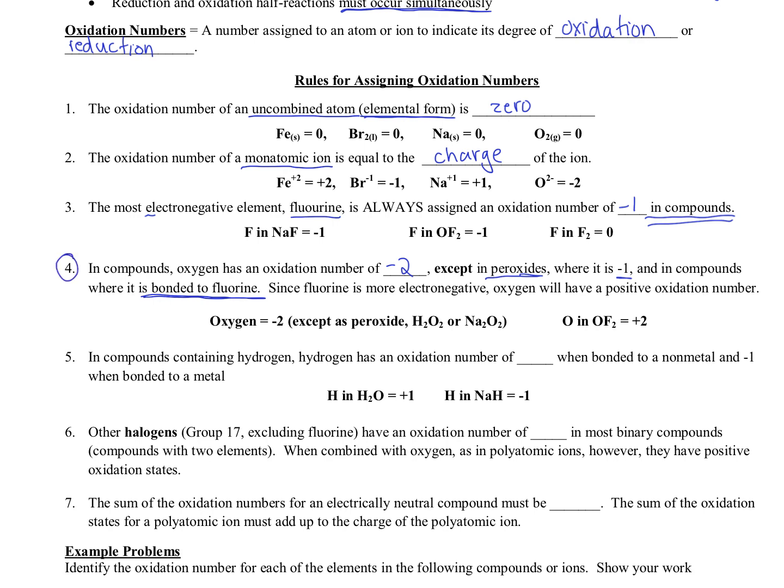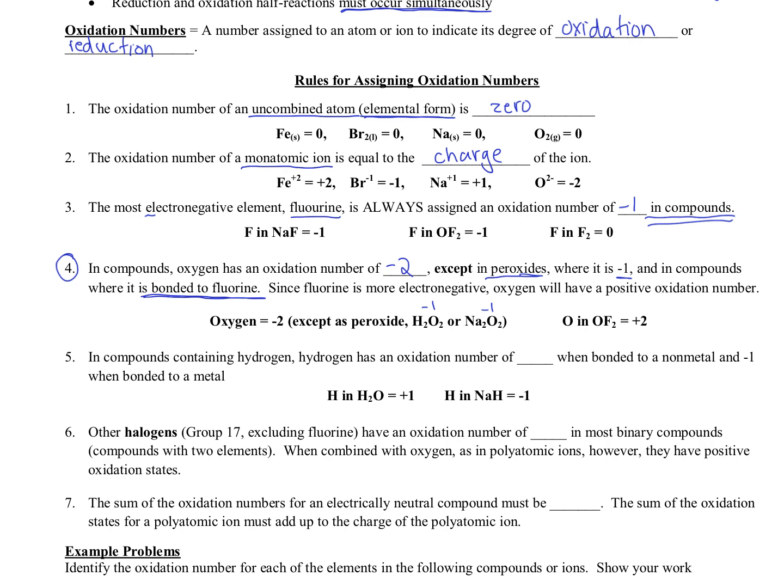This rule is important because when we assign oxidation numbers, many compounds have oxygen in them, and we can start with oxygen and assign an oxidation number of -2 most of the time. So oxygen is usually -2, except when you find it in a peroxide. These are the only two peroxides that we see in first-year chemistry: hydrogen peroxide and sodium peroxide. And in these compounds, the oxygen has an oxidation number of -1.